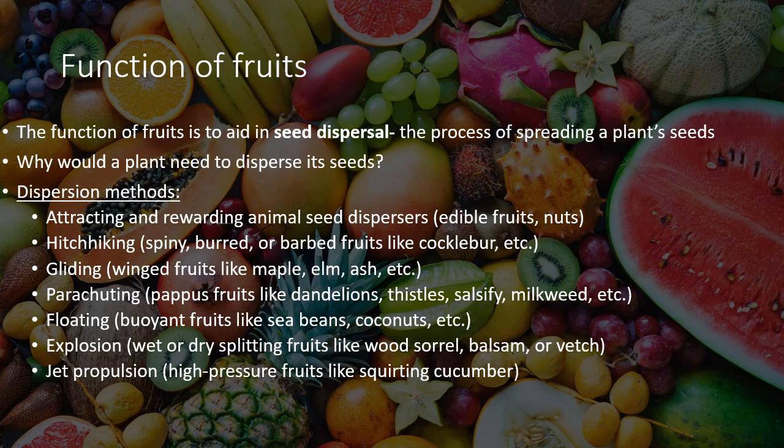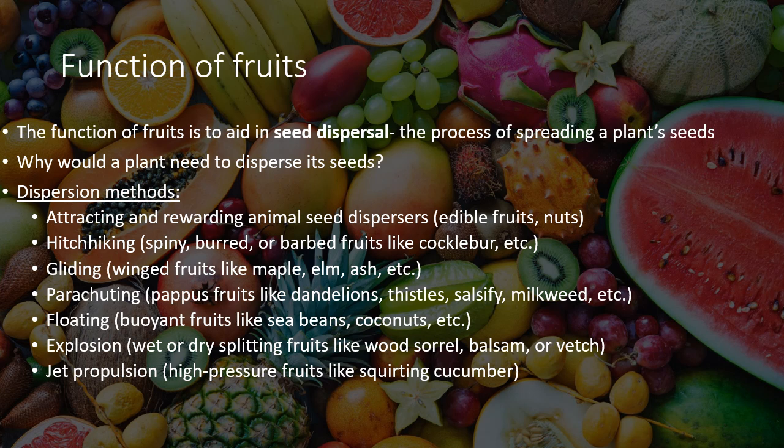Some fruits have spines or burrs or barbs that allow them to hitchhike, so they can get caught on your socks or on the fur of a dog or in the feathers of a bird and get carried away. And then eventually the animal will groom itself or preen its feathers and remove those hitchhiking fruits from their fur or plumage.